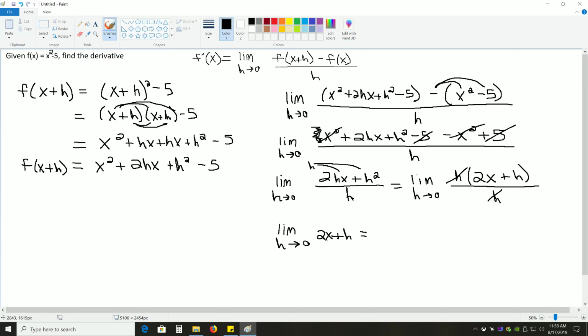So with all of this, we now plug in that 0 for h. That gives us 2x plus 0, which is just 2x. So our derivative is f prime of x equals 2x.